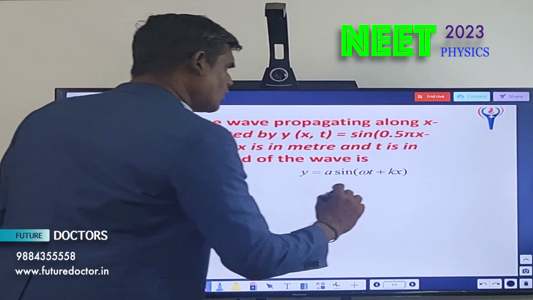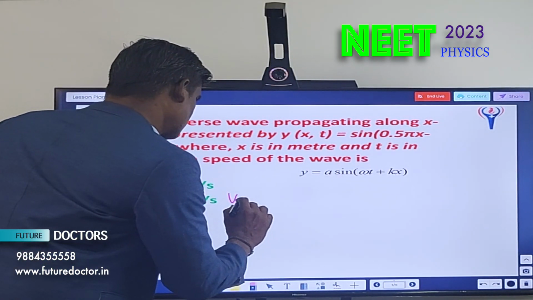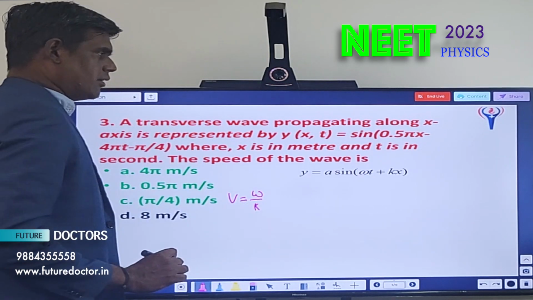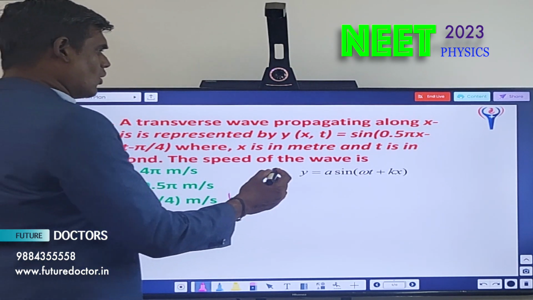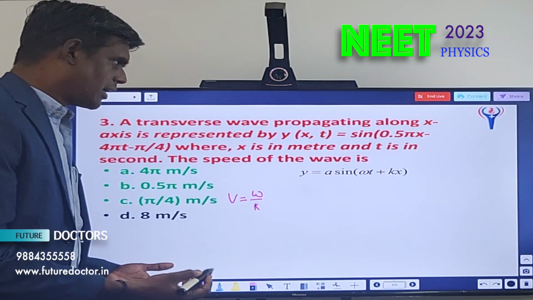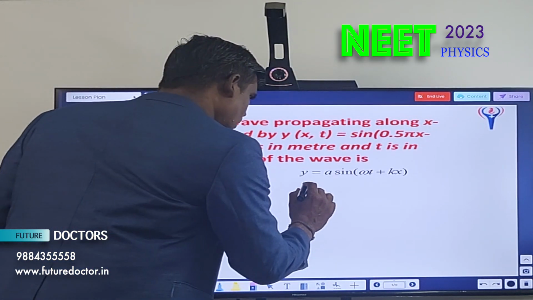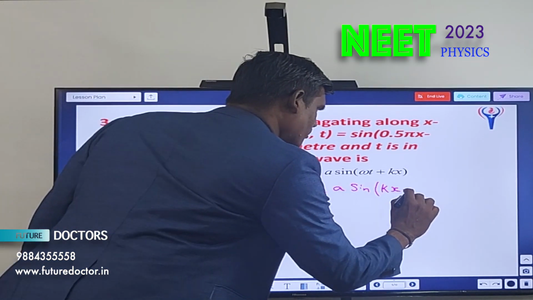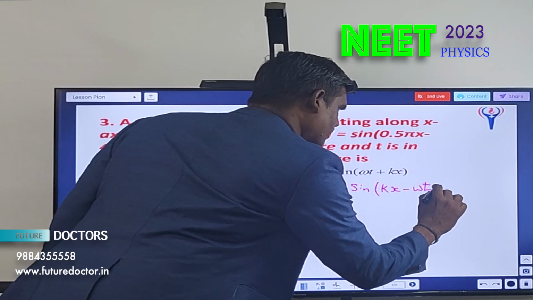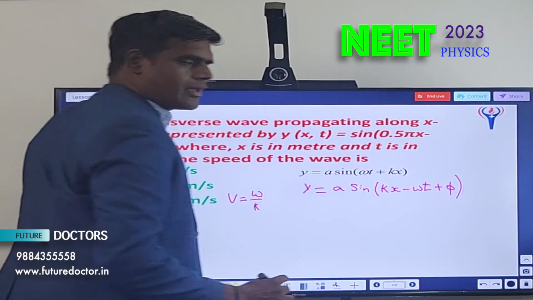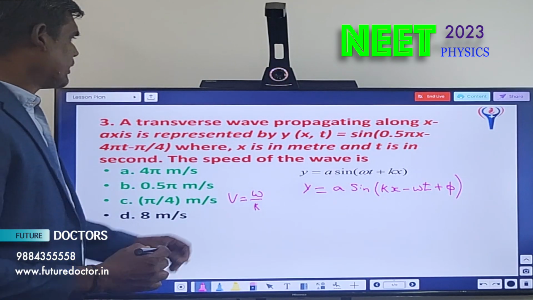Speed of the wave. Speed of the wave formula V equal to omega by k. Then compare this with the standard equation y equal to a sin(omega t plus kx) or y equal to a sin(kx minus omega t plus phi). Phi is the initial phase. Okay. Compare this with this.